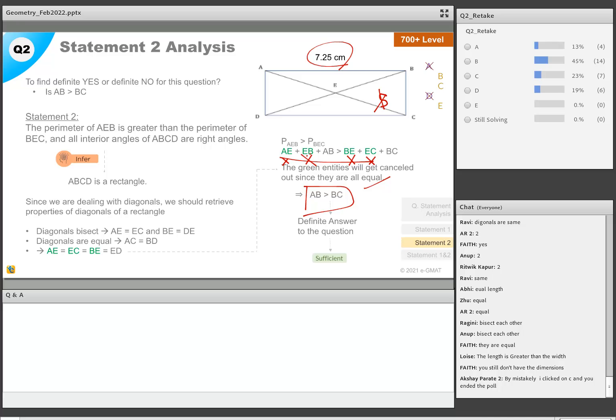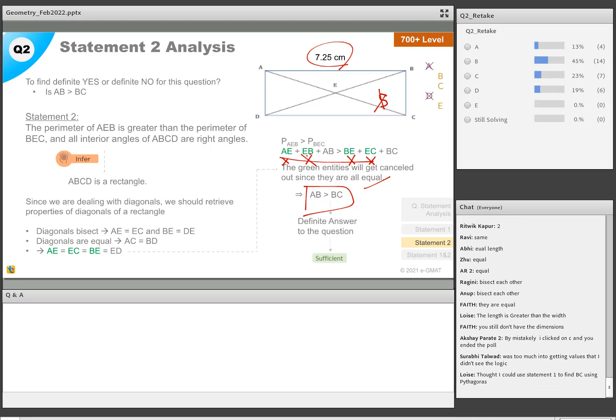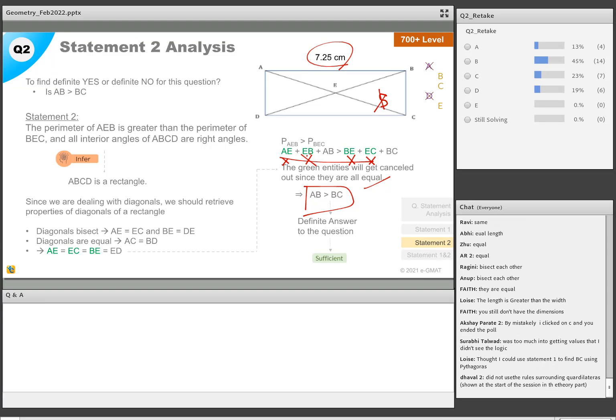Actually, I don't mind. If you are confident you got the answer, nothing like it. Don't worry about it. This is a completely rough test. This is not your official GMAT test, so I wouldn't worry. You thought I could use statement 1 to find, yes. That's the point about data sufficiency, right? You need to get that sense of what you really need to do versus what you don't need to do.